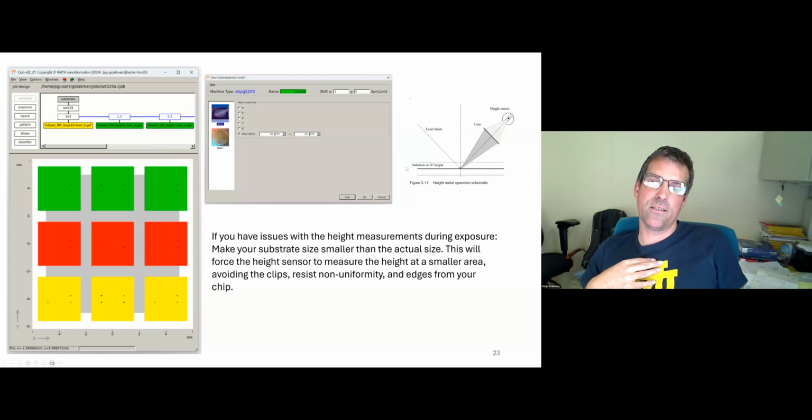Now, if you have a thin sample, like a silicon chip, which is around 500 microns, this is held down on the table by clamps that are a few millimeters thick. If you are at the very edge of your sample or substrate, it is possible that this beam gets blocked and the height sensor is not able to measure the reading at the very edges. What you can do is give a smaller size in the system than your actual substrate. In this case, the system reduces the area where it measures the height, and so it has a higher chance that you won't get a height error.